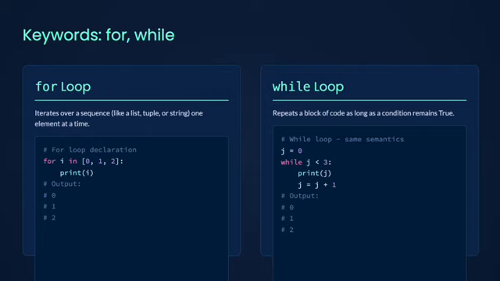So in our example, we set j to 0. The loop checks, is j less than 3? Yes, 0 is, so it prints 0 and adds 1 to j. Now j is 1. So is 1 less than 3? Yes. And so on until j becomes 3. Then, is 3 less than 3? No, the loop stops.